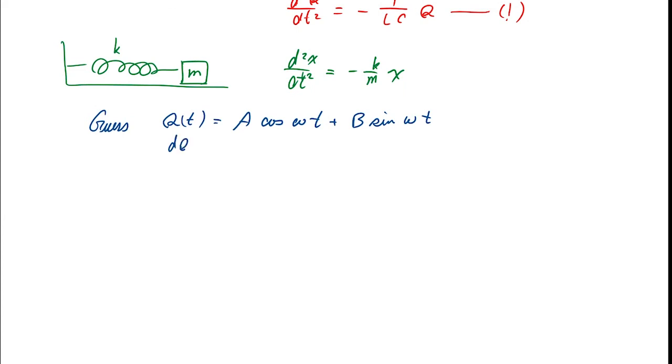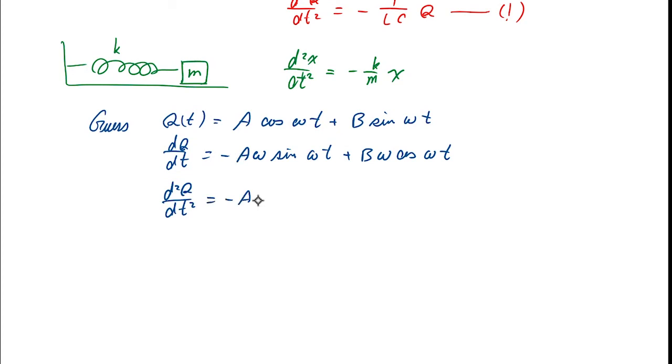You take a derivative, and this becomes A, omega comes out, and sine omega t plus B, omega comes out, and this becomes this. You take a second derivative, and then another omega comes out, and this goes back to cosine omega t, and this becomes negative derivative of cosine, so B, another omega comes out, so it becomes this, right?